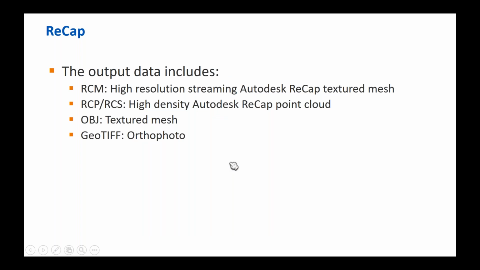You can get the output in different formats. So you have the RCM format, which is the Autodesk Recap Texture Mesh format, very high res. You have the industry standard RCP, RCS, and so you can use that. You can export to OBJ or GeoTIFF for the orthophoto if you want to. Not all formats are always available depending on how you work with the API, but it's pretty well documented what you can do with this. Just to give you an idea.